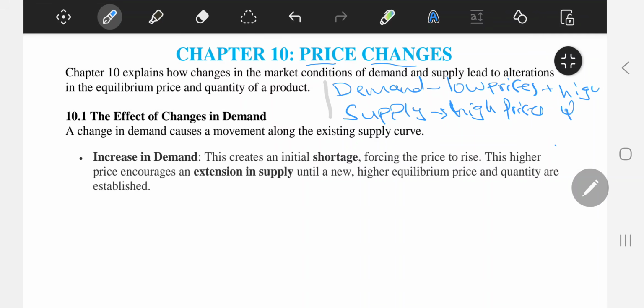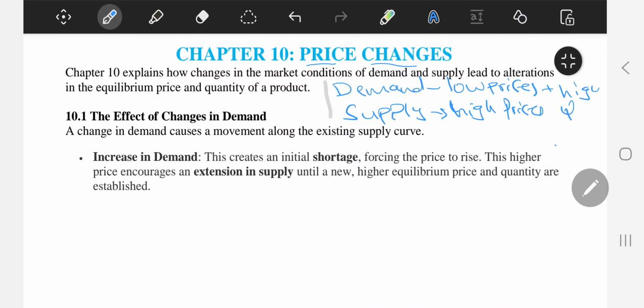But now we also talked about excess demand, where if the price is too low, there's going to be a shortage. And we talked about excess supply, where if the price is too high, suppliers are going to bring more into the market. Now let's think about what can change the equilibrium price, and one of them that we're going to start with is the effect of changes in demand.